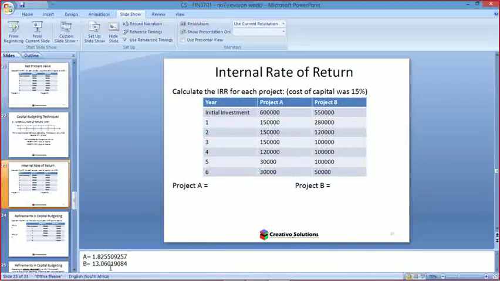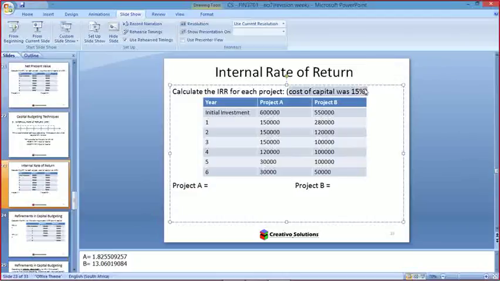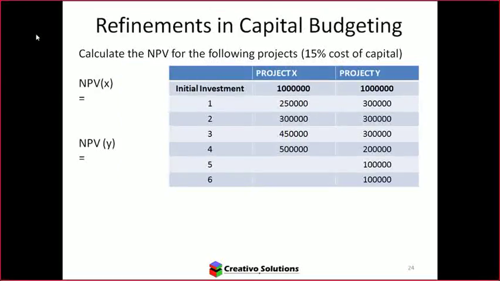1.8255, correct. 30.06, correct. Good. You guys have the right answers for IRR. Are we going to accept A? No. Are we going to accept B? No, they're both less than the cost of capital. Do you agree? Yeah. Good. Okay, so that was IRR. Let's see if you guys can annualize NPV.